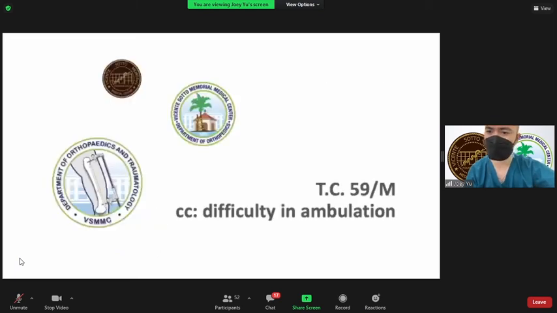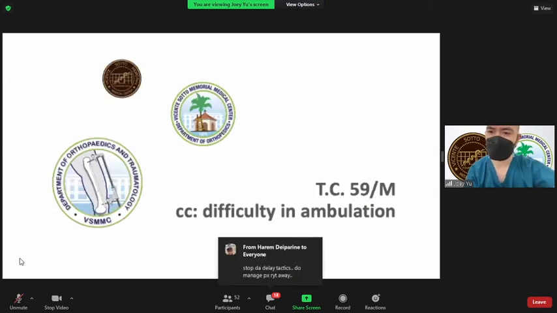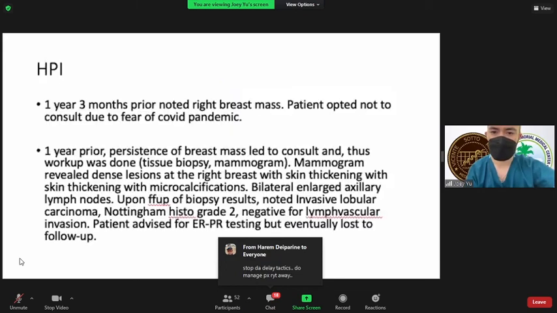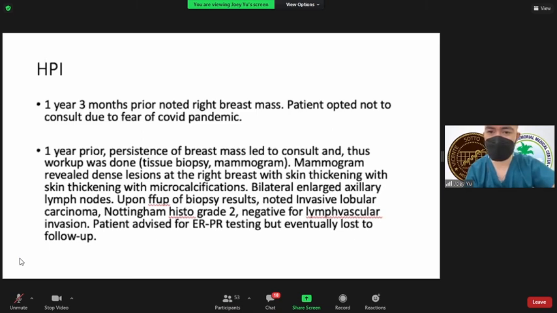So for our next patient, TC, 59-year-old male, came in due to difficulty in ambulation. So for the past medical history, patient 1 year and 3 months prior noted a right breast mass. Patient opted not to consult due to fear of the COVID pandemic. 1 year prior, persistence of the breast mass led to consult and thus workup was done.